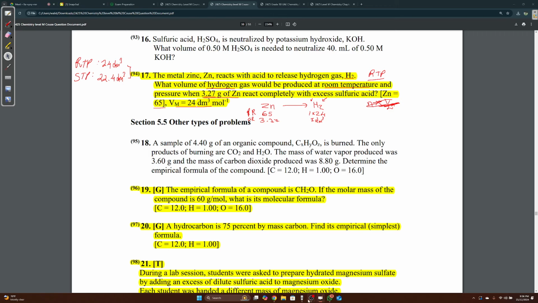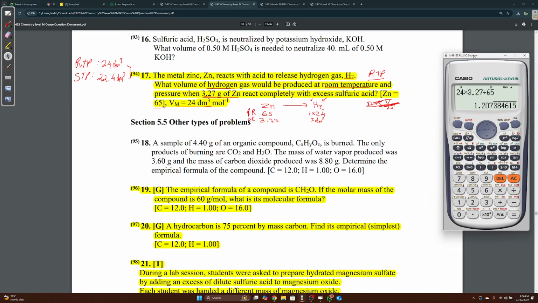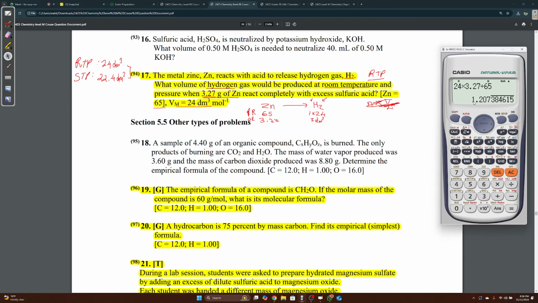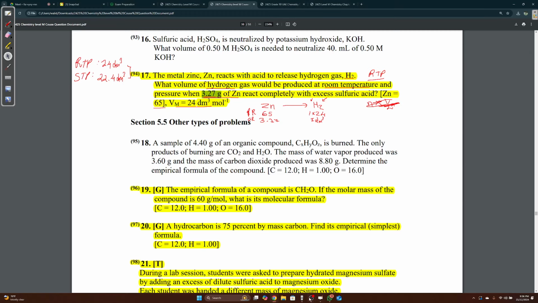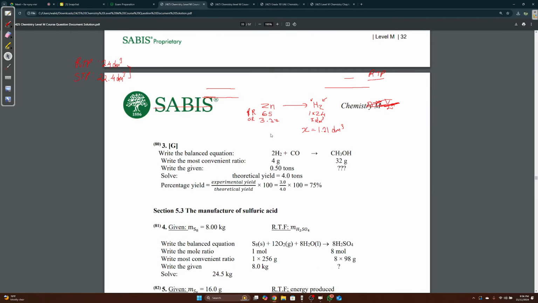We cross multiply. So 24 times 3.27 divided by 65. You get 1.207. Let's see how many significant figures. 3 significant figures. So it should be 1.21 dm cube. So x is equal to 1.21 dm cube. Let's check the answer. Maybe I'm wrong.